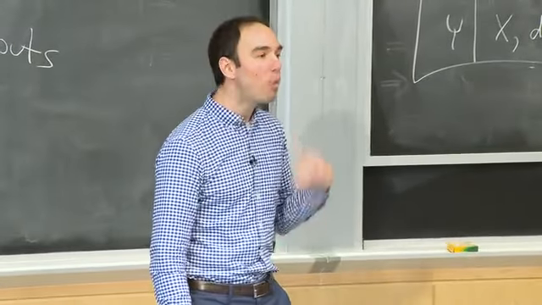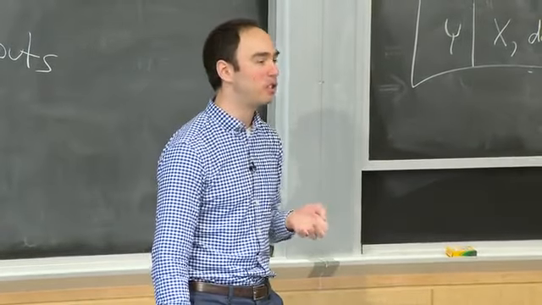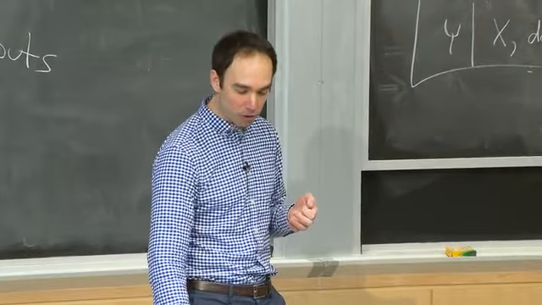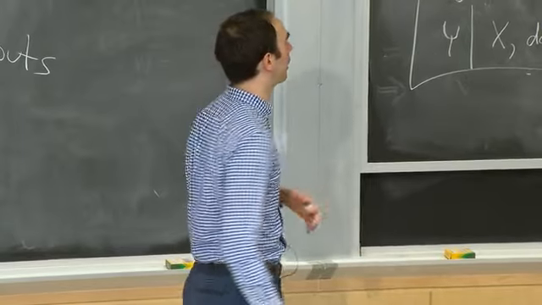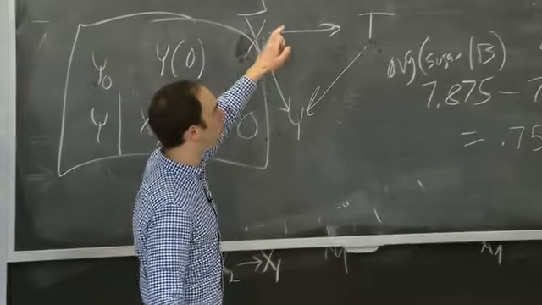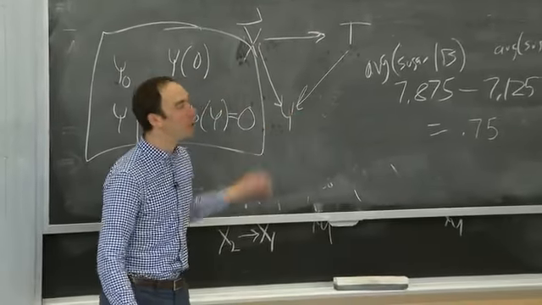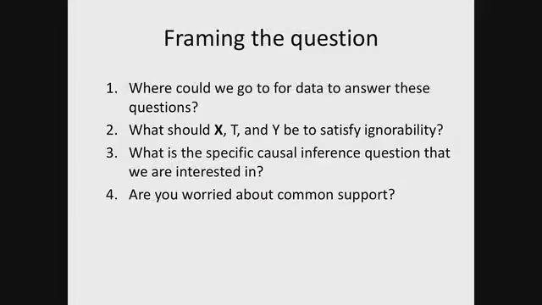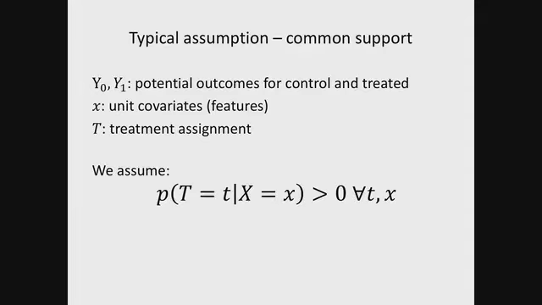OK, so if you want to do causal inference from observational data, you're going to have to first formalize things mathematically in terms of what is your x, what is your t, what is your y. You have to think through, do these choices satisfy these assumptions of ignorability and overlap? Some of these things you can check in your data. Ignorability you can't explicitly check in your data. But overlap, you can test in your data. By the way, how? Any idea?